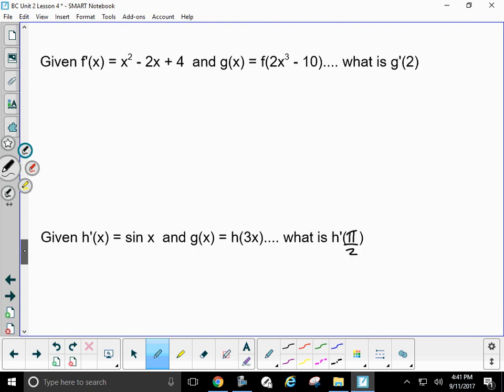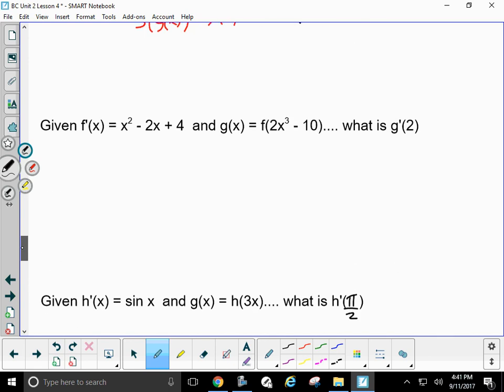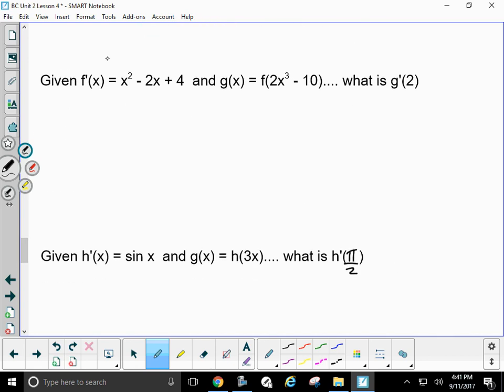All right. A couple more problems and finish this off. This is a different situation, but very similar to these table problems. It's just understanding your notation and executing the notation the correct way. So the first one, f prime is x squared minus 2x plus 4.